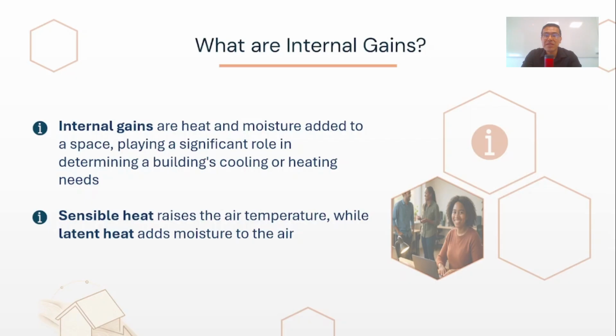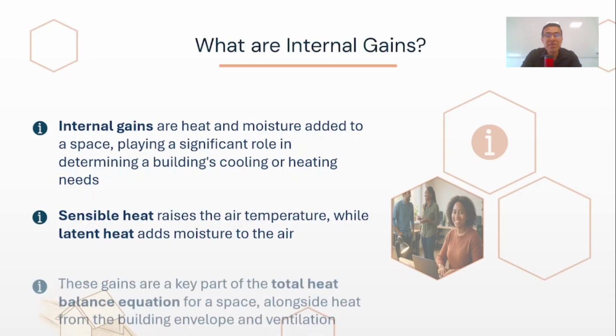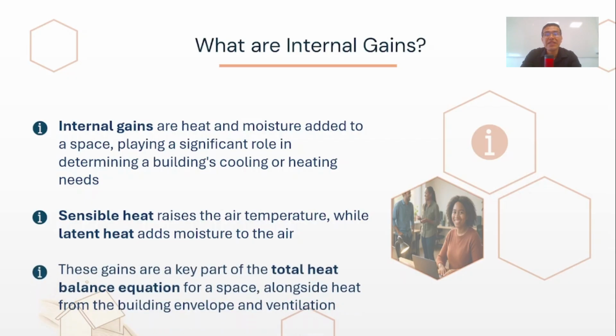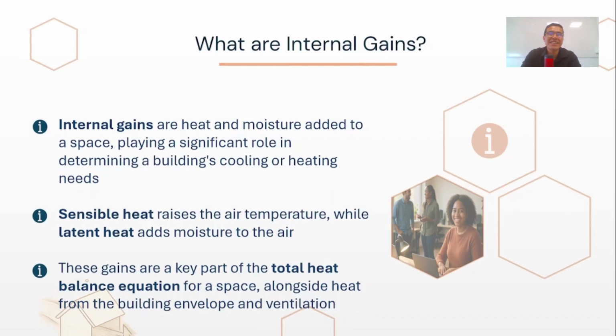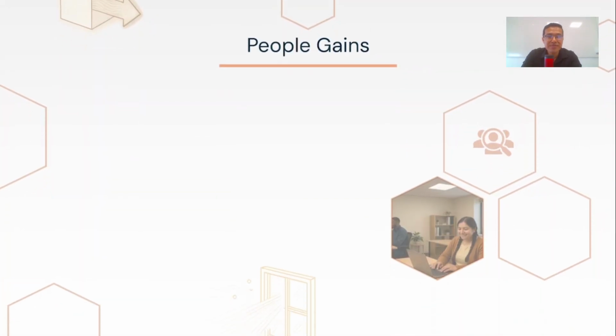Keeping these two effects separate in our calculations is essential for accurately modeling a building's needs for both temperature control and dehumidification. In a full building load model, internal gains are one of the main components, right alongside heat from windows, walls, and ventilation. During occupied hours, internal gains can be so significant that they actually become the dominant factor in a building's cooling load. The HVAC system must then work to remove this heat and moisture to maintain a comfortable indoor environment.